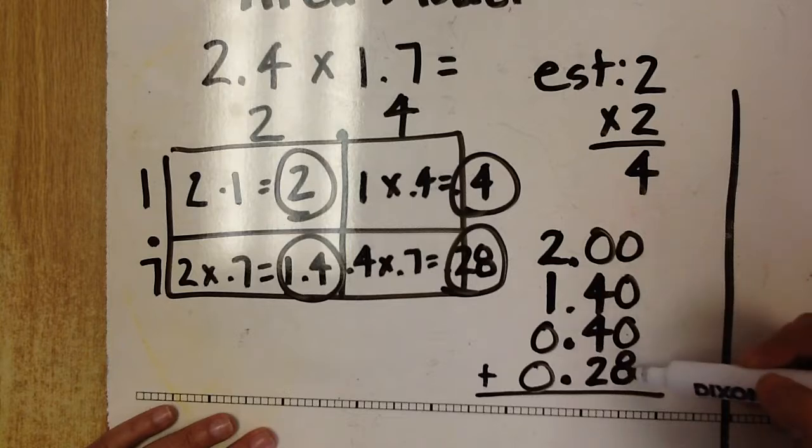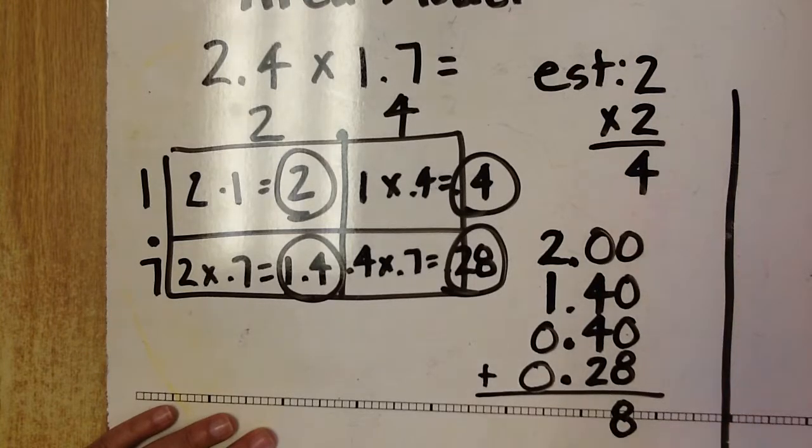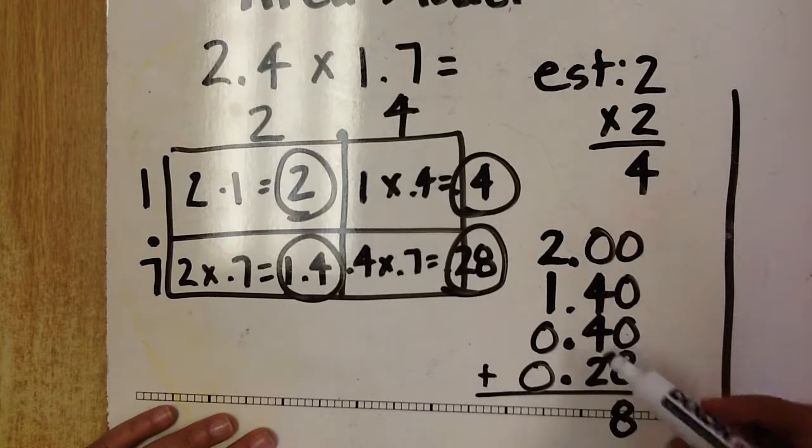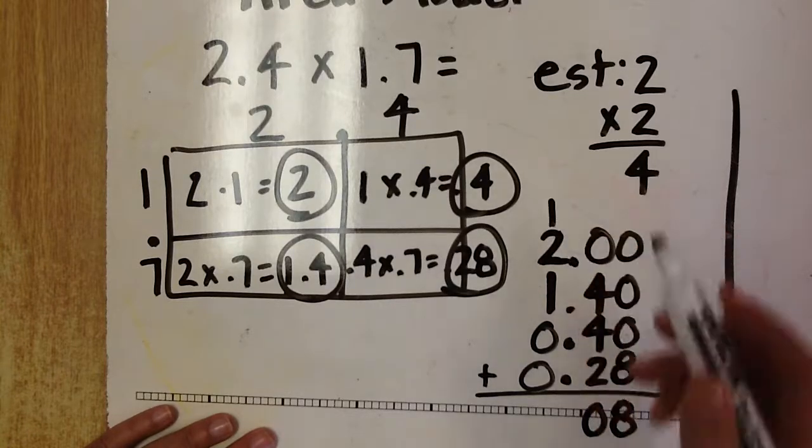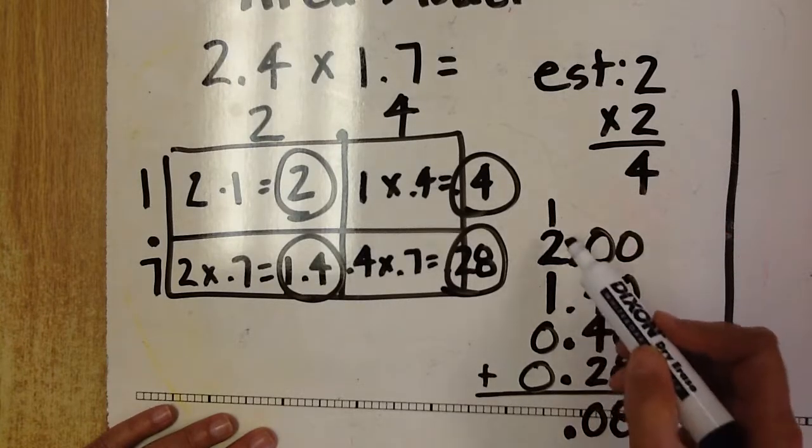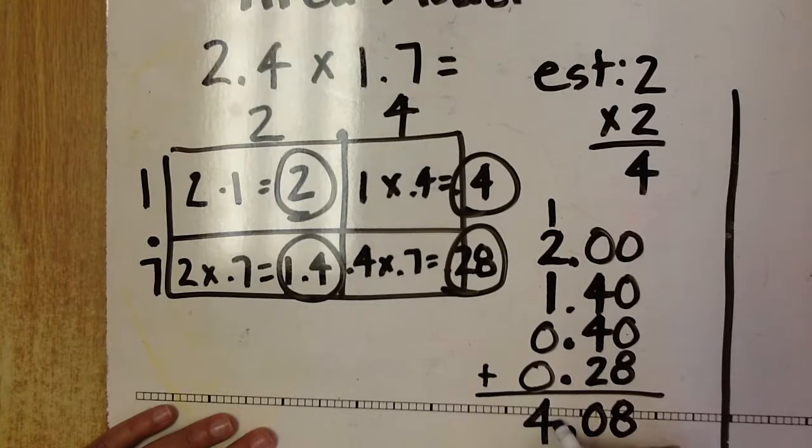So I'm going to start in my hundredths place, and that will give me 8. 4 plus 4 is 8, plus 2 more is 10. And then 2 plus 1 is 3, plus 1 more is 4. So I get 4 and 8 hundredths.